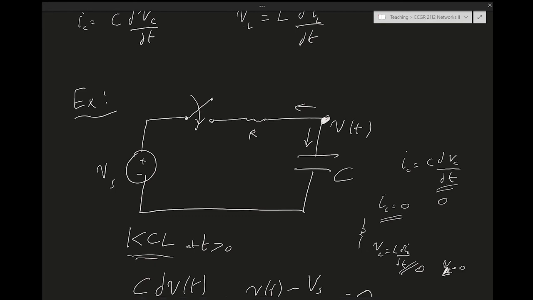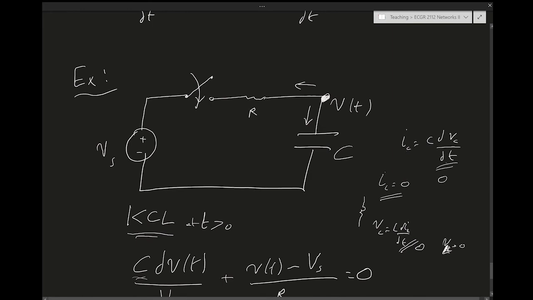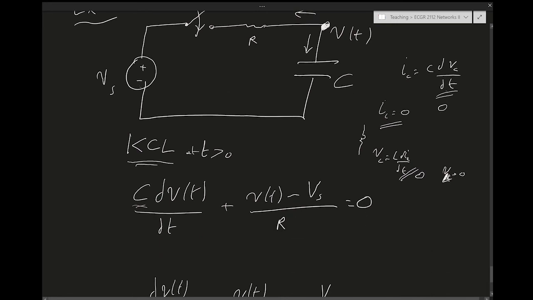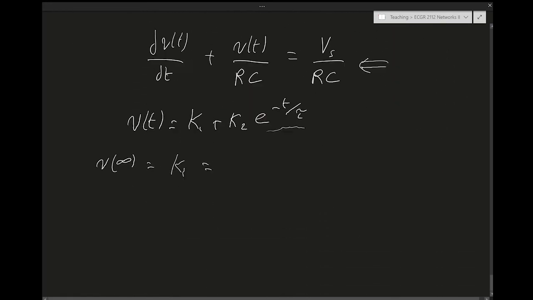The capacitor is an open circuit at steady state. Using that fact, looking at that circuit, we know that at steady state, the capacitor becomes an open circuit, and the voltage across the capacitor is just going to be the voltage Vs, because there won't be any voltage drop across the resistor. So we know V at infinity is equal to Vs. So we established what K1 is. K1 equals Vs. That's one.